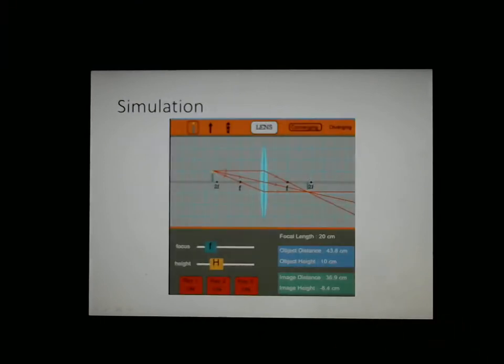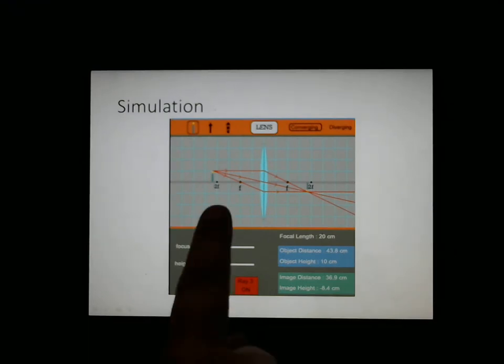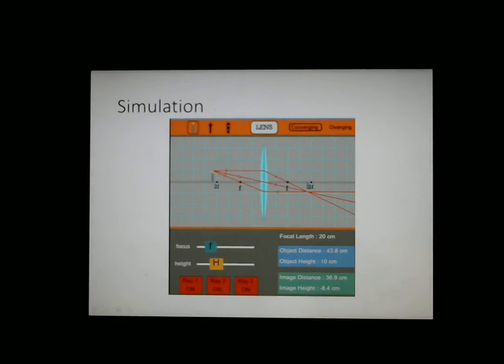Now, there is a simulation on eLearn when you load up. It looks like this. It is very well worthwhile observing how the image changes as you move the object, the little candle over there on the left, from outside of 2F to in between 2F and F, and then in front of F. 2F in this case, remember, is just the radius of curvature. You can resize a lot of these things as well.